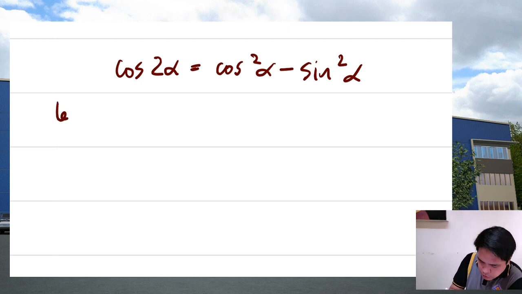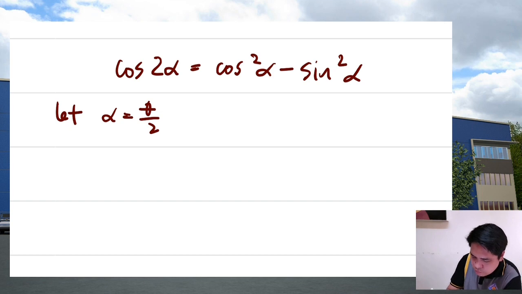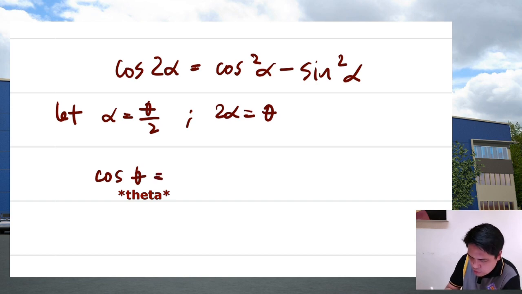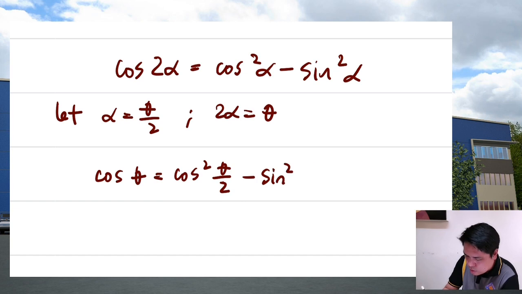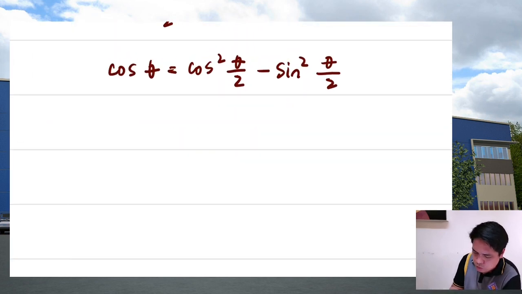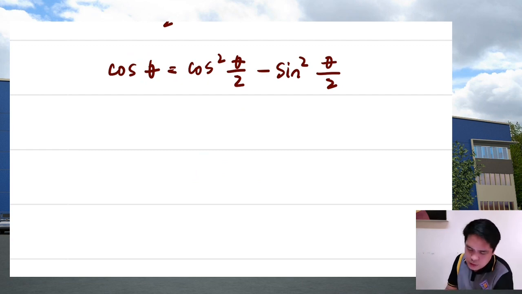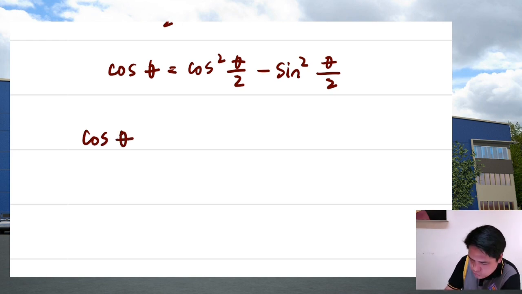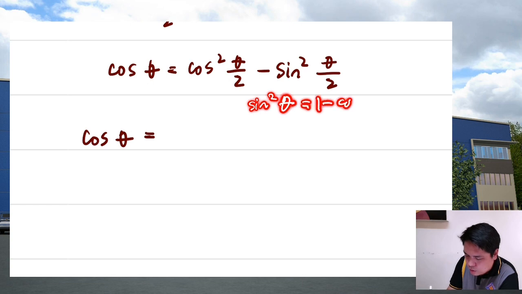So, isolve natin yung cosine or sine alpha. Sige na ito. If we let alpha equal to theta over 2, so therefore 2 alpha is equal to theta. So I'll have cosine theta is equal to cosine squared theta over 2 minus sine squared theta over 2. Now, I want to solve, let's say, for cosine theta over 2. So pwede ko siyang gawin ganito. Recall that the Pythagorean identity, sine squared theta is equal to 1 minus cosine squared theta.